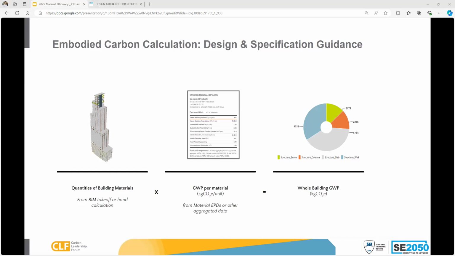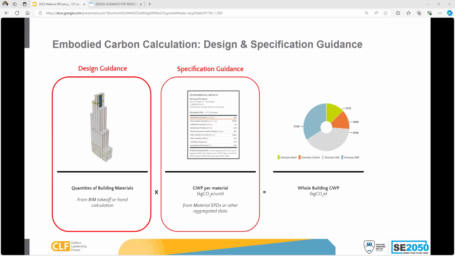Everyone should be generally familiar with how embodied carbon is calculated, but it's basically quantities of building materials multiplied by GWP per unit. And the reason I brought this up is just to highlight, on the resources page, SE2050 provides design guidance, but also specification guidance. So design guidance, you can think of as focused on reducing the amount of stuff we're using in design, and then specification guidance focused on reducing the carbon intensity of the stuff that we're using.